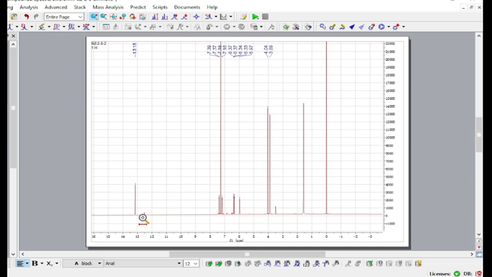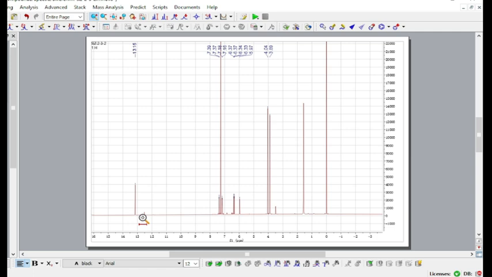Now, what do these signals mean? So you must have a background knowledge of what these signals mean. For example, this signal at 13 ppm, what does this show? Now you can see that the signal is quite intense.